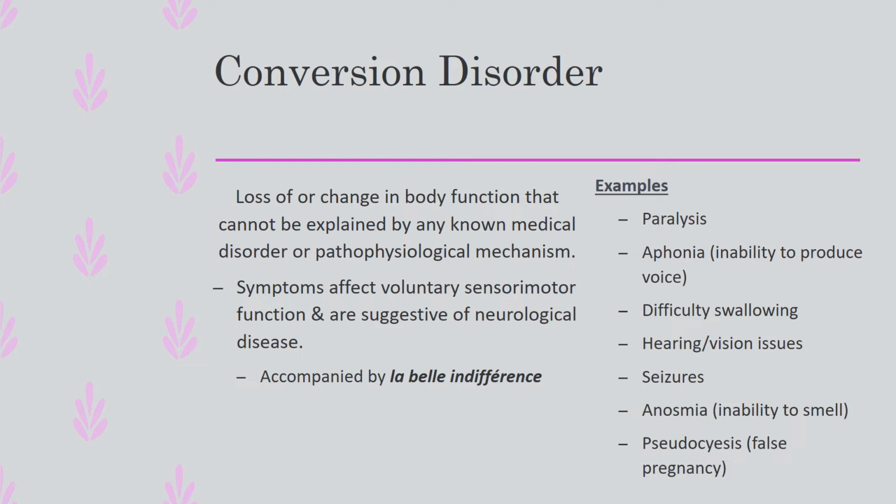Some examples I have listed here are paralysis, aphonia, difficulty swallowing, hearing or vision issues, seizures or pseudo seizures, anosmia or inability to smell. One of the bigger ones that you see quite a bit in psych as a whole is pseudocyesis. This is known as false pregnancy. Now, false pregnancy can also be a delusion, but it also falls under conversion disorder. So I would definitely know that term just because you're subject to see it again at some point.